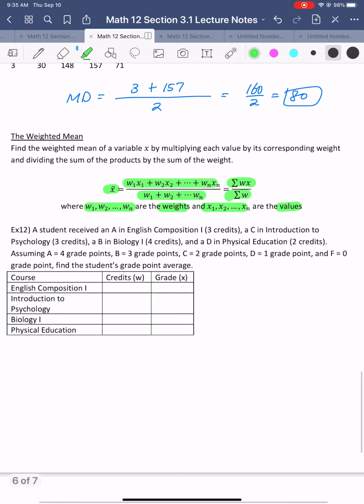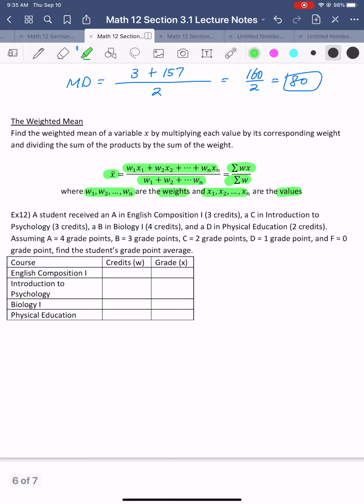Okay. So example 12. We use this when we find a GPA. A student received an A in English Composition 1, which is 3 credits, a C in Introduction to Psychology, which is 3 credits, a B in Biology 1, 4 credits, and a D in Physical Education, 2 credits. Assume that A is 4 grade points, B is 3 grade points, C is 2 grade points, D is 1 grade point, and F is 0. So find the student's grade point average.